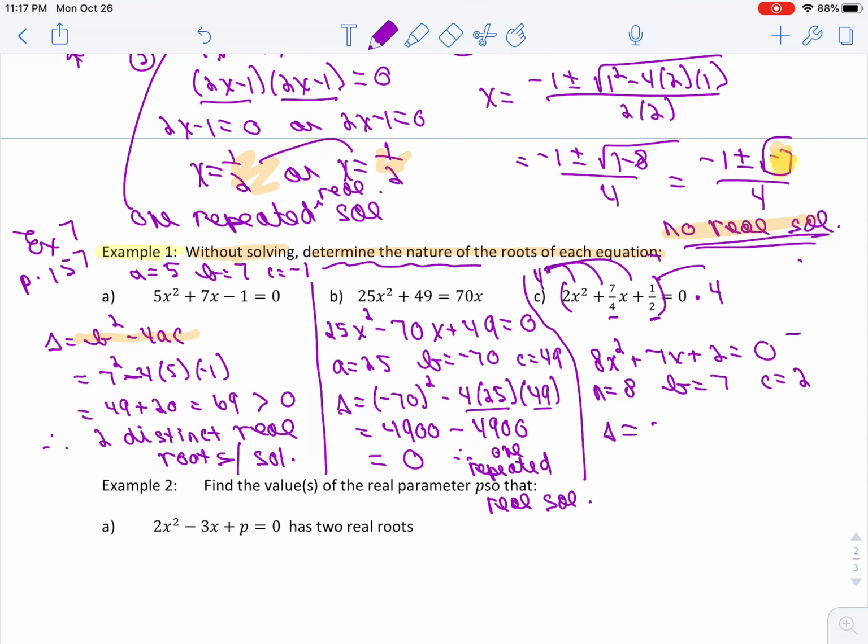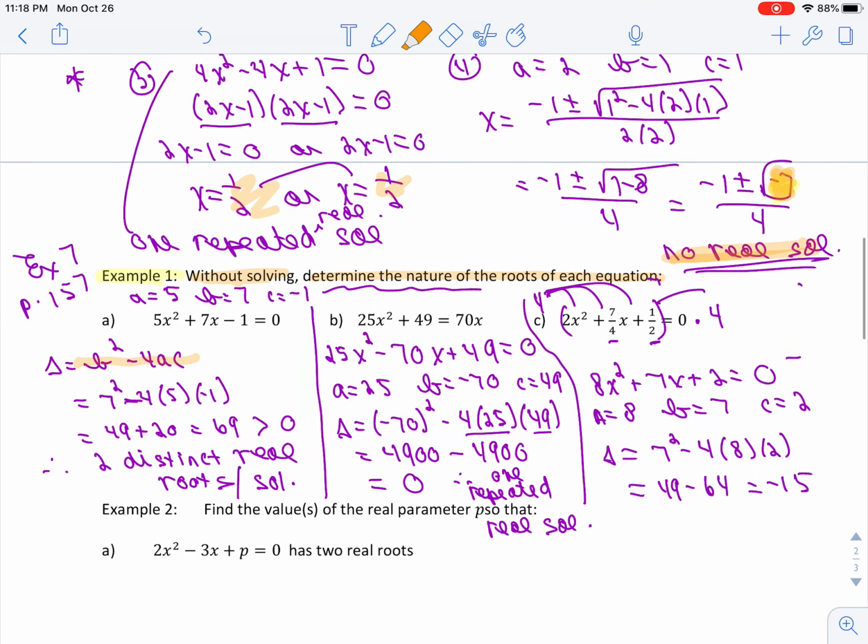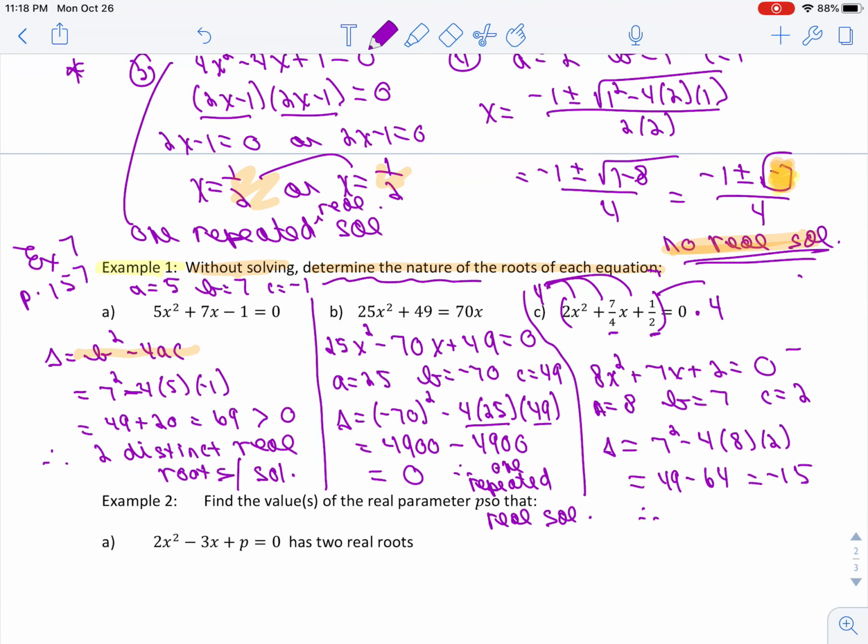So the discriminant then is going to be b squared, so that's 7 squared, minus 4 times a, which is 8, times c, which is 2. So this becomes 49 minus 32 times 2, which is 64. So this is, let me fix this. This is 49. So this turns out to be -15. So this is just like the problem that we had back here, where the discriminant, the number under the square root sign, was negative, and so that meant we were getting into the imaginary numbers. And so we have no real solutions. So we can say, therefore, in this one, no real solutions.